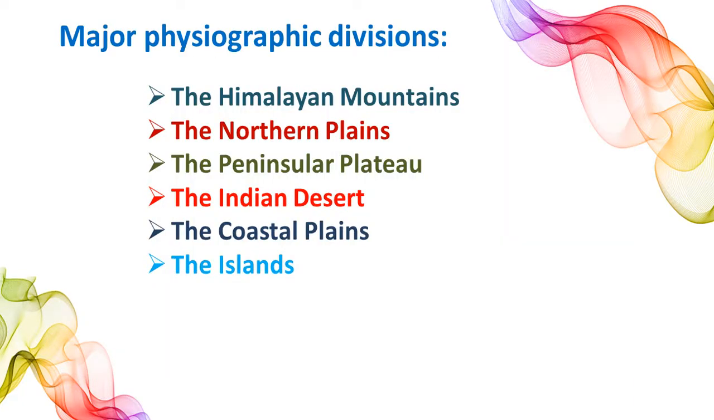The physical features of India can be grouped under the following physiographic divisions. These are the major physiographic divisions of India: the Himalayan mountains, the northern plains, the peninsular plateau, the Indian desert, the coastal plains and the islands. Let us know each one of them in detail in the coming class.